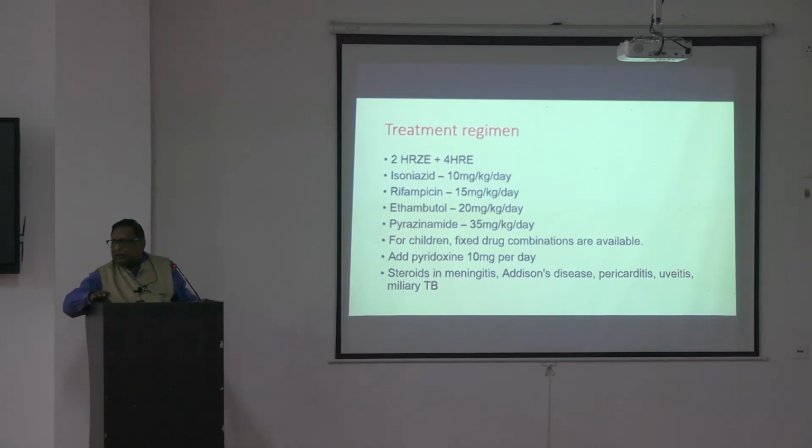Why are you using pyridoxine? Because isoniazid can cause pyridoxine deficiency. That's why we always give pyridoxine. Steroid is not much indicated except in TBM, Addison disease, pericarditis, uveitis, and sometimes miliary TB. Use steroid for those. Otherwise, you don't use steroid. For 2 weeks we give steroid, then we taper over another 2 weeks.